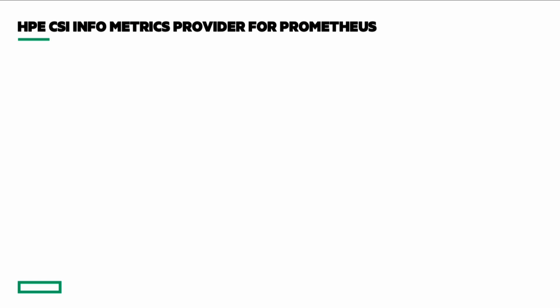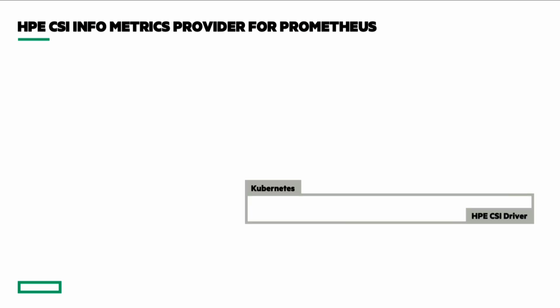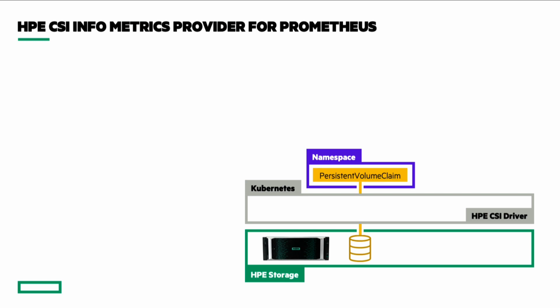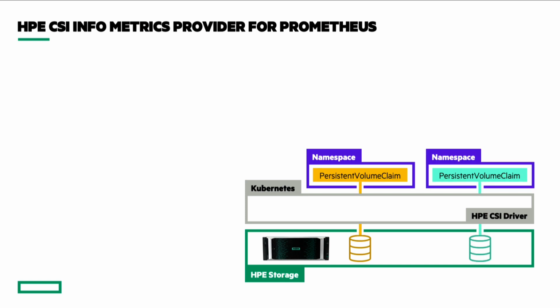In this demo, we're going to use the HPE CSI Info Metrics provider for Prometheus as well. So assume that we have a Kubernetes cluster installed, the HPE CSI driver is installed, and we also have a bunch of different HPE storage backends. We have a couple of workloads running that use persistent volume claims so we can gather the metrics. On the cluster, we will deploy the HPE CSI Info Metrics provider, and we will install the HPE Storage Array Exporter for each of our individual backends.